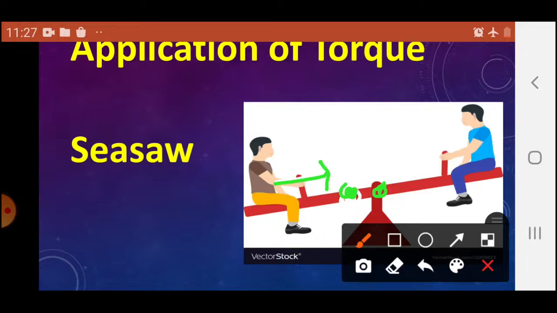The distance of the line of action of force decreases. So the amount of torque acting on it is reduced. Lighter persons will lift up the heavier persons.